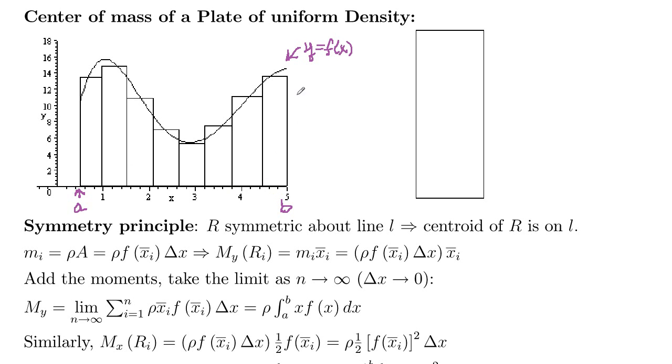And then let's take one of these rectangles out, for example, this one. And we want to find the centroid of just that approximated rectangle. Well, that's not hard to do. This is uniform density, so the balance point should be here in the center. Well, that's reinforced by what's called the symmetry principle, which says if you have a region R and it's symmetric about a line L, then the centroid of that region has to be on the line L.